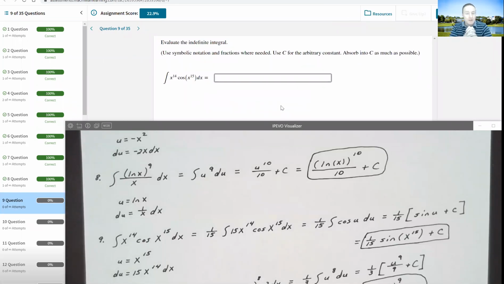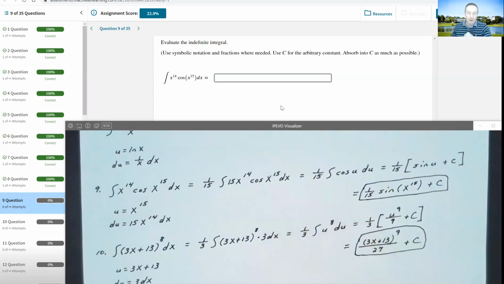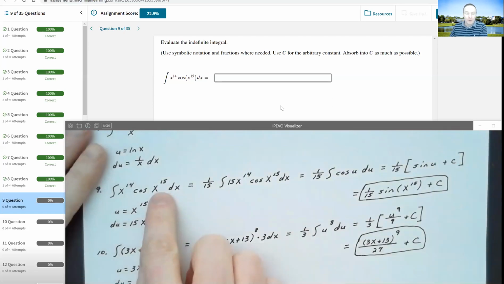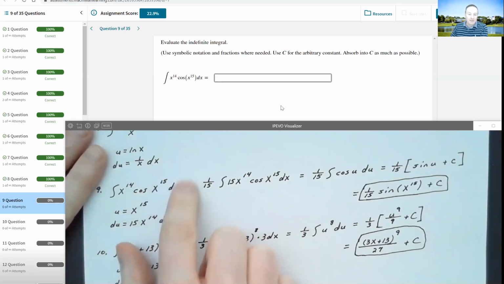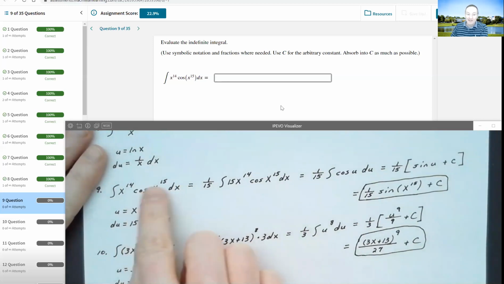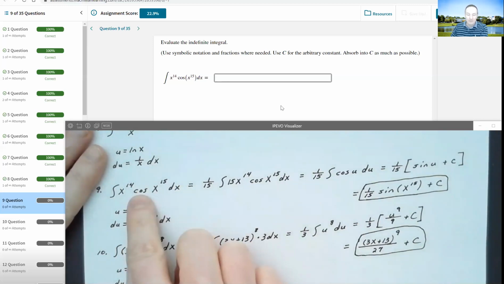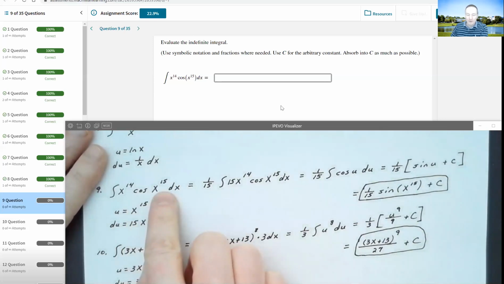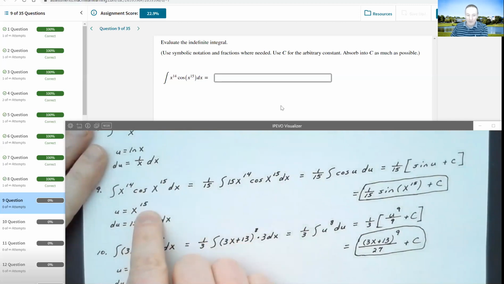For the next one here, it's asking us to evaluate the integral of x to the 14th times the cosine of x to the 15th. Okay, so if I'm looking at that, this time it's one of the first problems that they don't tell you what to use as the substitution. In this case, the problem with this is the angle inside the cosine function. I know what the integral of the cosine of x is, but I don't know about the cosine of x to the 15th. So I'll let u equal x to the 15th.